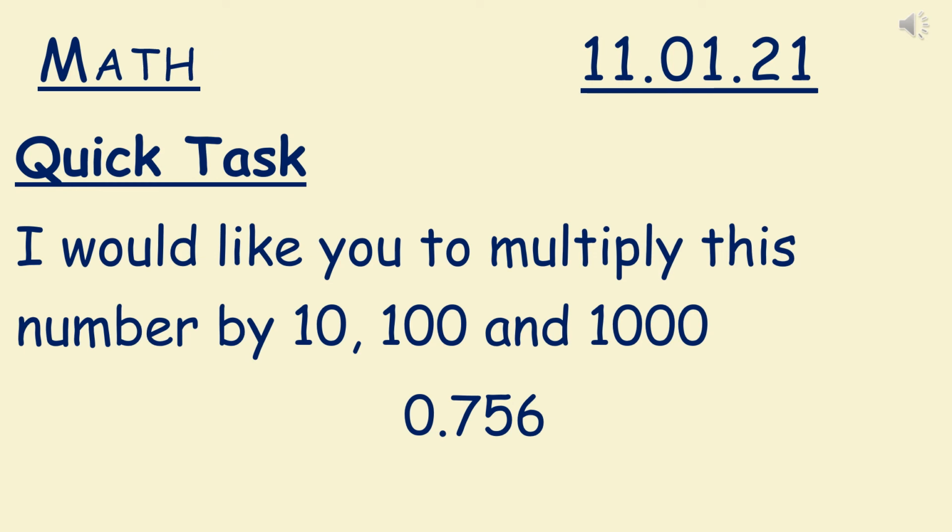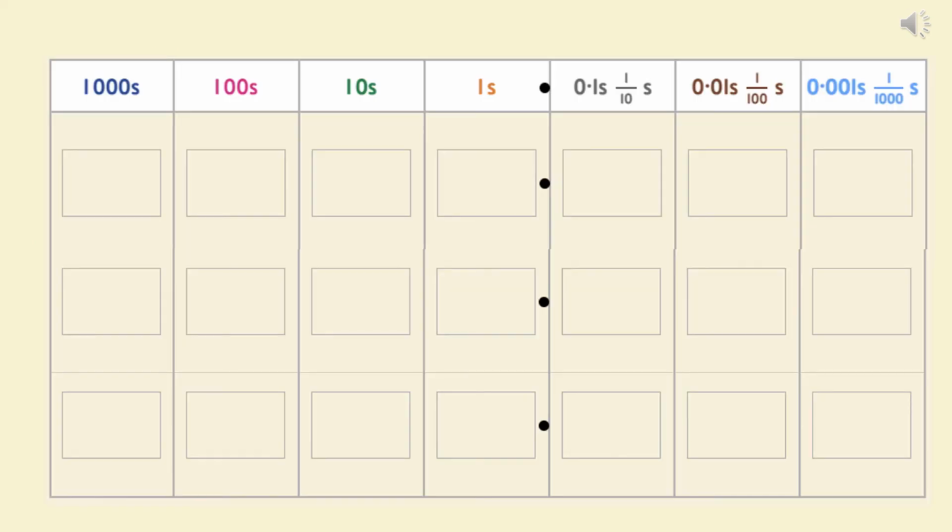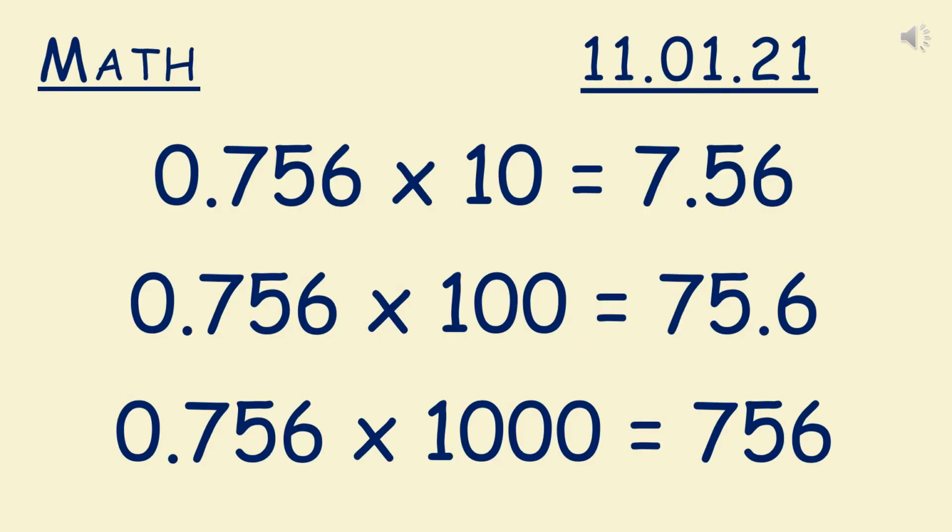Time for a quick task. I would like you to multiply this number by 10, 100 and 1000. Remember to use this place value grid to support your learning. Pause the video now and give yourself time to do this activity. Let's see how you did. So 0.756 times by 10 is 7.56. When we times it by 100, it's 75.6. And when we times it by 1000, it's 756.